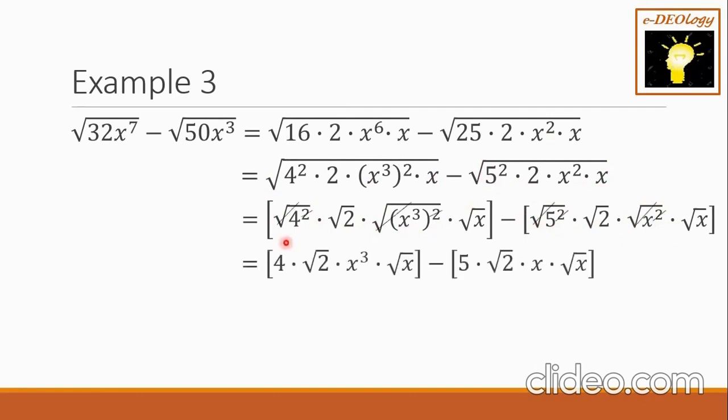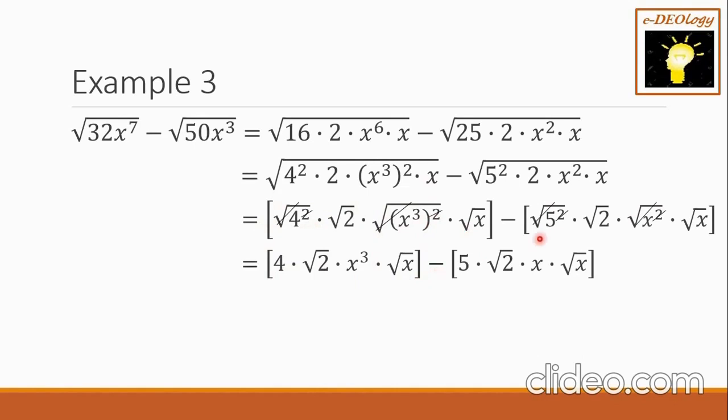And then we're going to simplify further. In this first term here, I'm going to cancel the radical and the power 2. So you see, only the base will come down here. The square root of 2, there is no change. I will copy here. For this expression, I will cancel the radical sign along with the power 2. Only x cubed will come down. For the square root of x, there is no change.